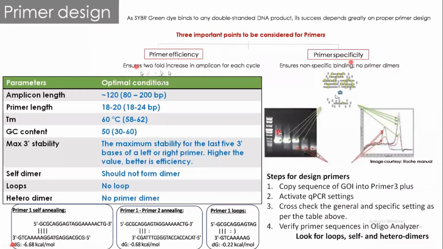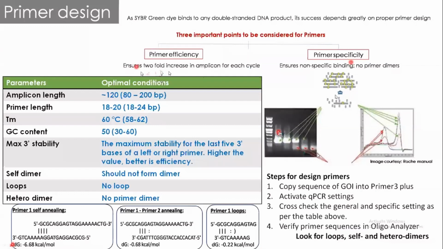we need to consider that the amplicon length should be around 120 bases. It can range from 80 to 200 bases. Why? If you increase the size of the amplicon, the fluorescence intensity gets saturated, and thus it is difficult to calculate the real-time amplification. The primer length should be 18 to 20.